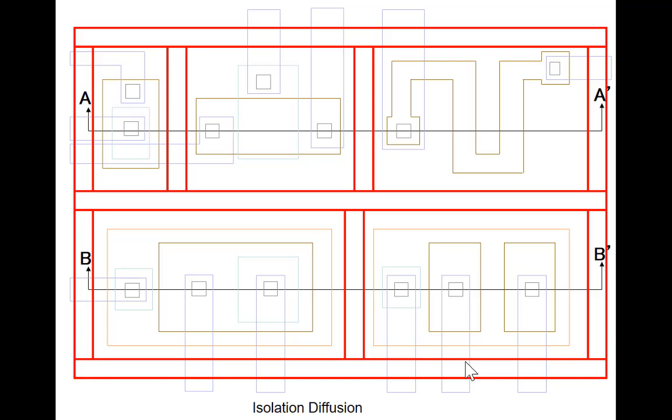Next thing is the second mask. And the second mask is going to be the isolation diffusion. And the isolation diffusion is going to be diffusion inside all of these red tracks. It's called an isolation diffusion because it's going to electrically isolate this region from this region, from this region, from this region, from this region. So we're going to form 5 electrically isolated regions now with this isolation diffusion.